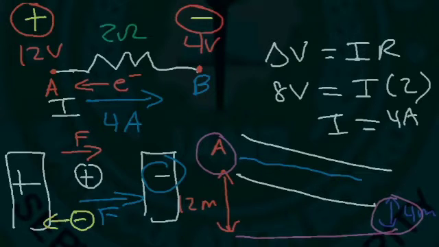So conventional current, which represents the flow of positive charge, flows from a high voltage to a low voltage. Electrons will flow in the opposite direction. Electrons will flow from low voltage to high voltage, towards the positive charge. So make sure you understand those fundamental concepts. Now let's work on some example problems.